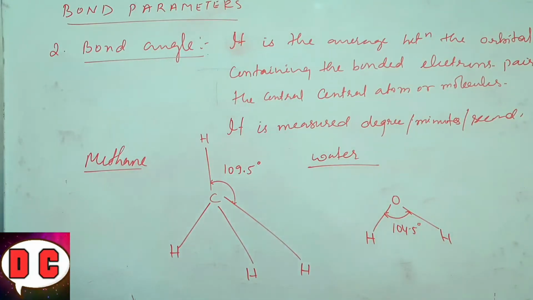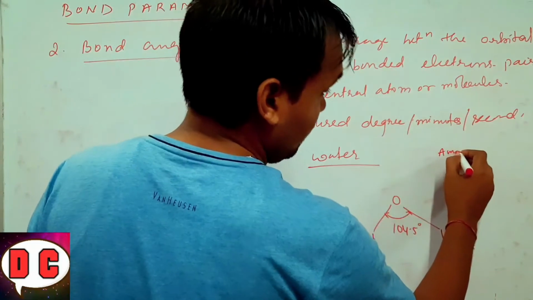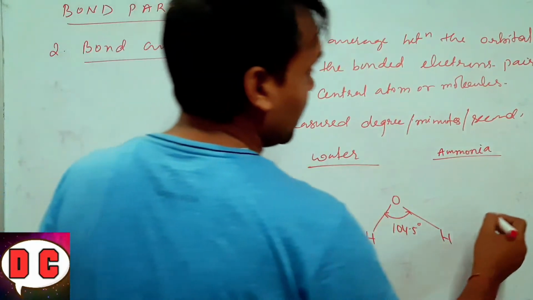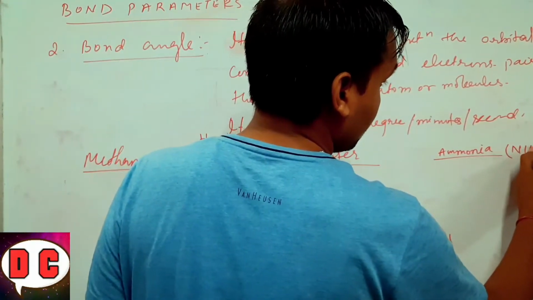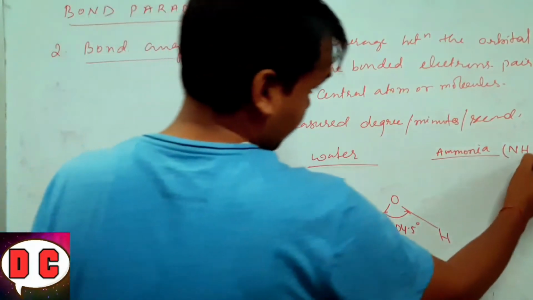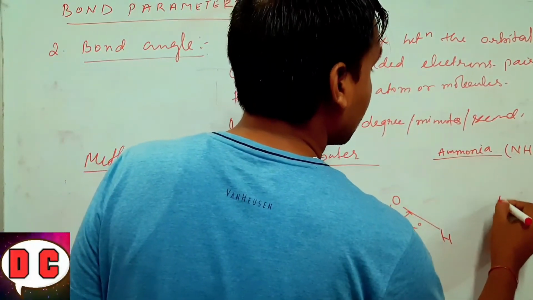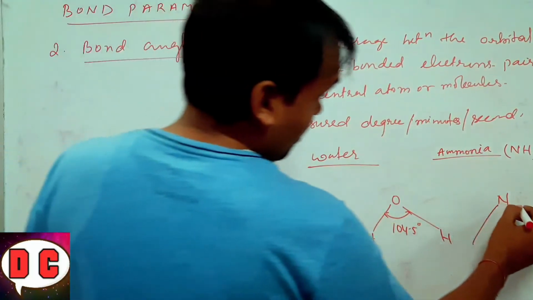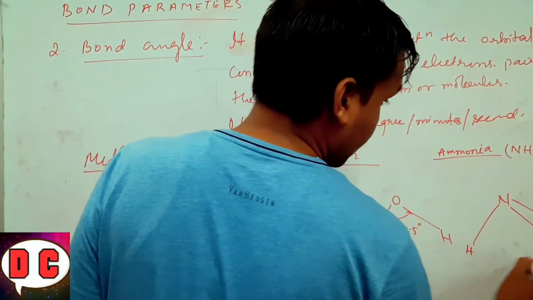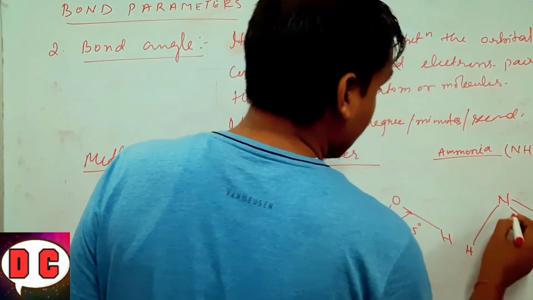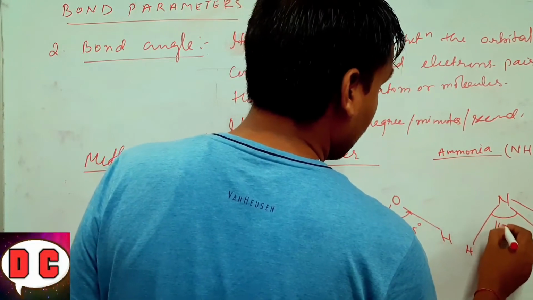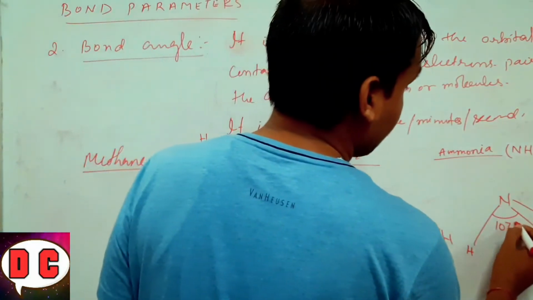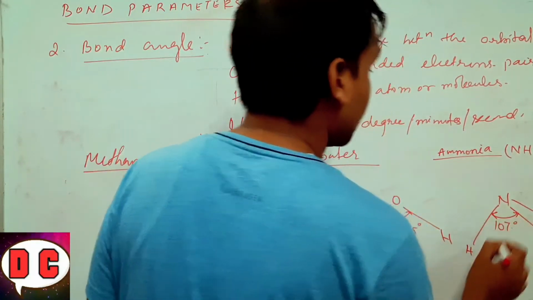One more example. Let us take ammonia, NH3. You have to remember the bond angles of these. When you draw the structure of this, it will be like this, with H here and H here. So this angle is called the bond angle, 107 degrees. So this is 107 degrees.